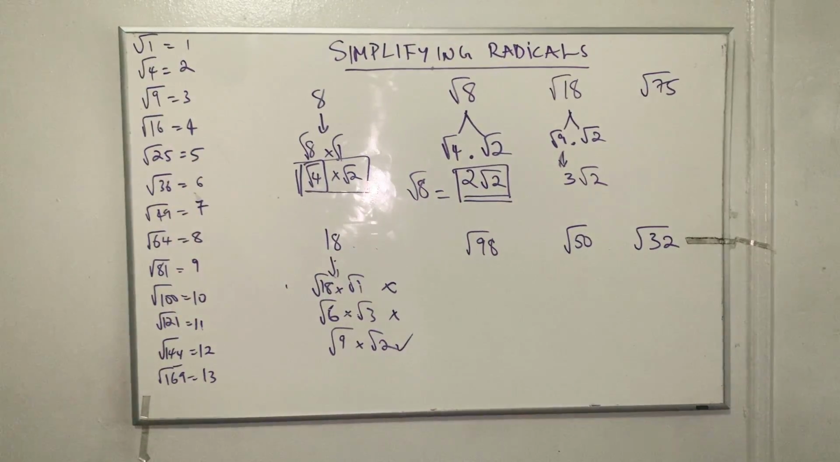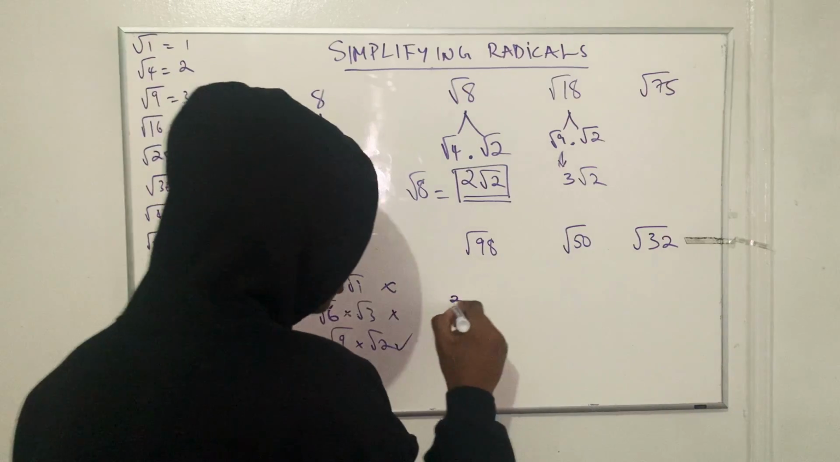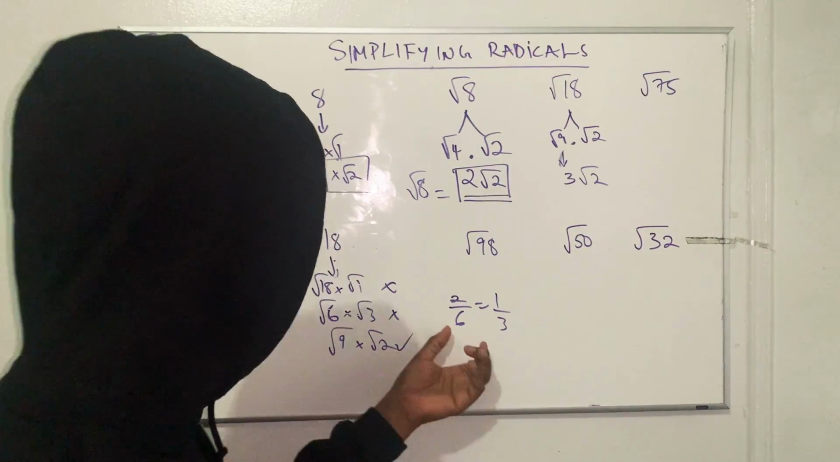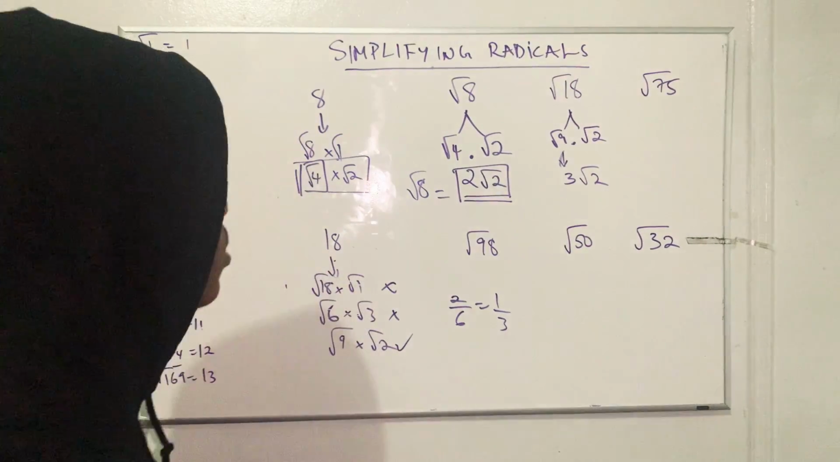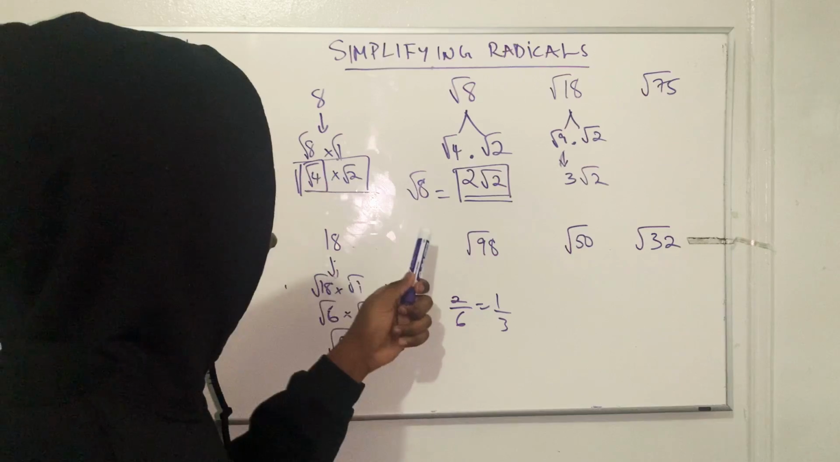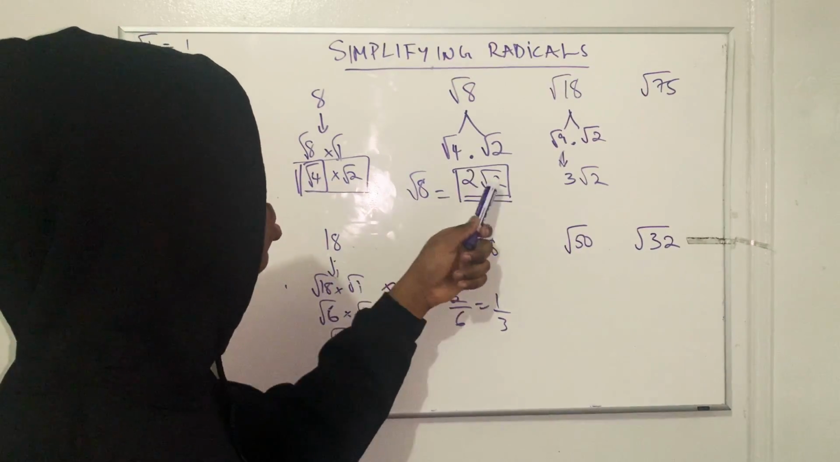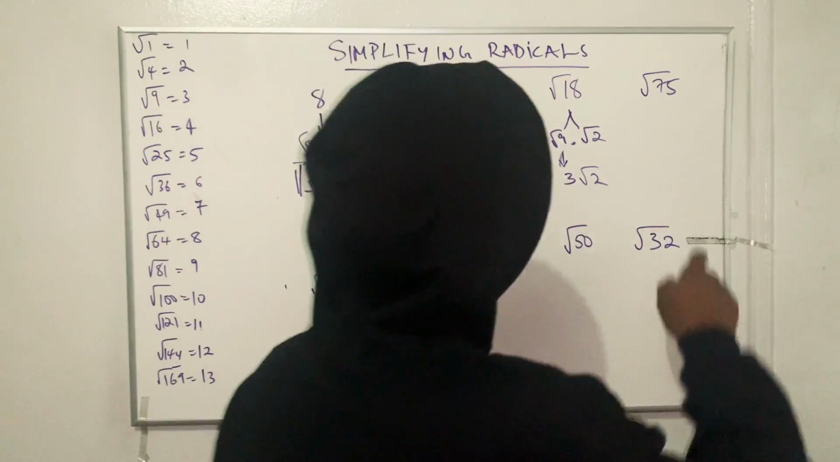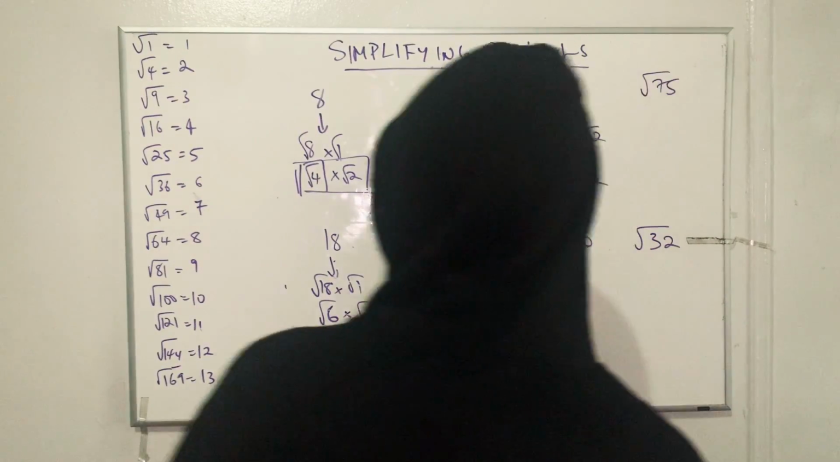Just like the way I was saying it, when you have 2 over 6, it's the same thing as 1 over 3, because when you simplify it, you get 1 over 3. It's the same thing. So the same thing works with simplification of radicals. Root 8 is the same thing as 2 root 2. Right? So what about the square root of 75?